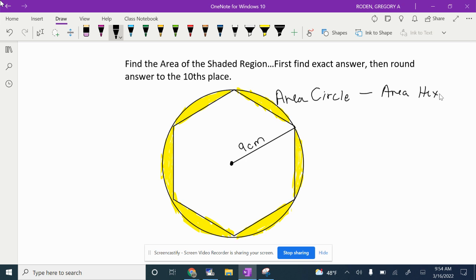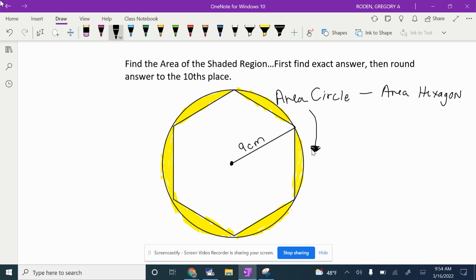I think that's a good strategy, because if you take the entire circle and then subtract off the hexagon, does everyone understand that all that's going to be left over is this shaded region? You guys see that? Okay. So the first thing we need to talk about is the formula for the area of a circle.